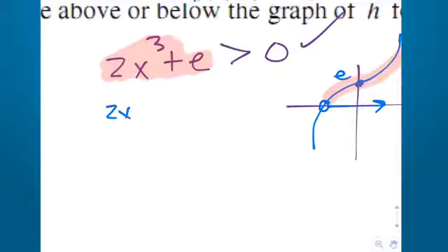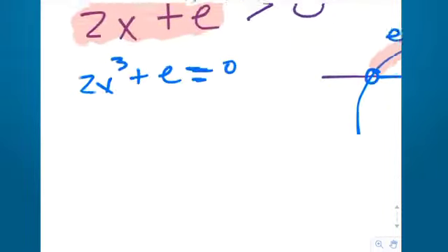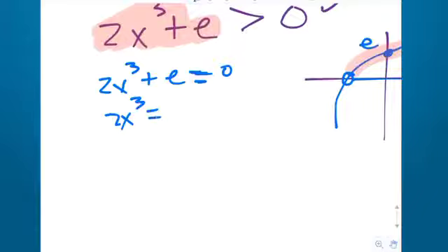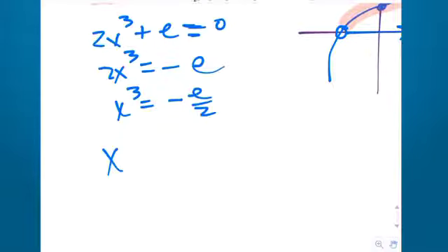So let's find the x-intercept. We'll say 2x cubed plus e equals 0. And now we can solve the equation. 2x cubed equals negative e. X cubed equals negative e halves. And when I take the cube root of both sides, or raise both sides to the 1/3 power, do I need to consider plus or minus for cube roots? No.